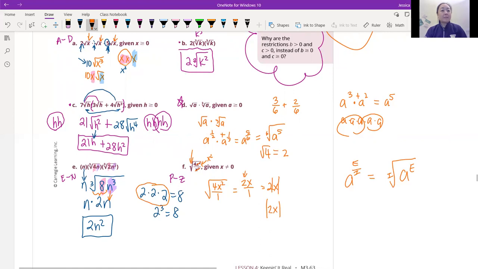And then so now I have n times 2n. Since I'm multiplying, I can put the n's together, right? So it's 2n squared. Notice that there are no more radicals because they all cancel out. They canceled each other out, so it didn't matter. All right.